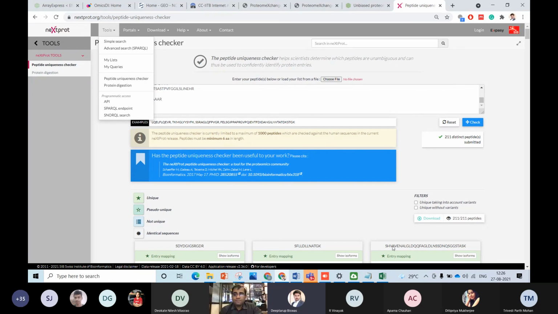One more thing: the peptide list whose link Shashwati has shared has been given for the quiz also. So it will be easier if you have already done the analysis.